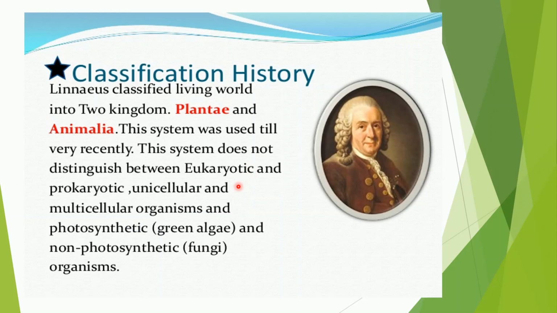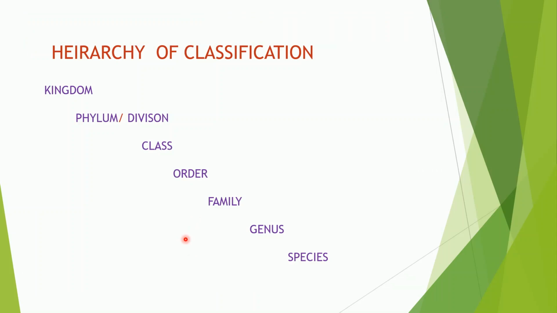Then another contribution was made by another great scientist named Carolus Linnaeus. Carolus Linnaeus is also called the father of taxonomy. What is taxonomy? The naming or the classification of the organisms. Now he continued with the concept of plants and animals, but he also talked about photosynthetic and non-photosynthetic organisms like green algae and fungi. He also made an attempt to give a hierarchy.